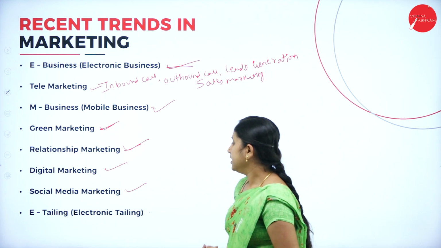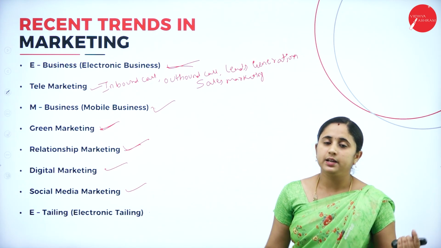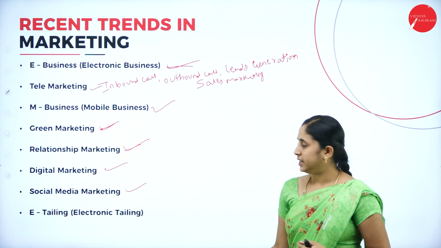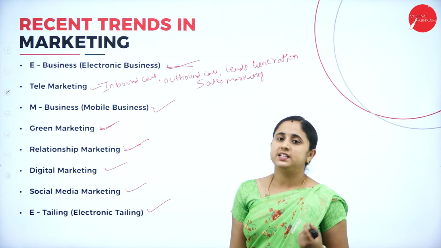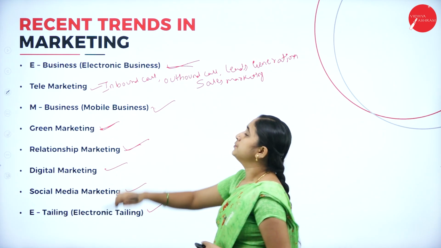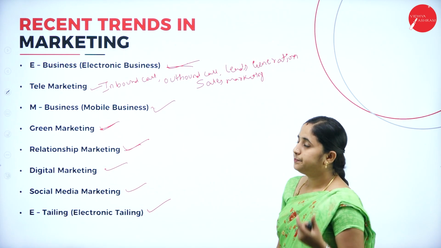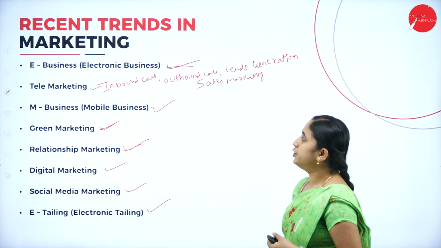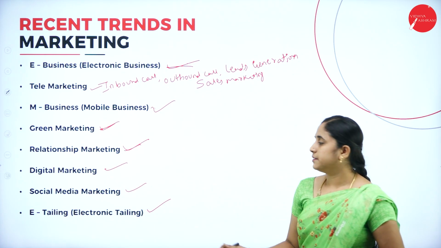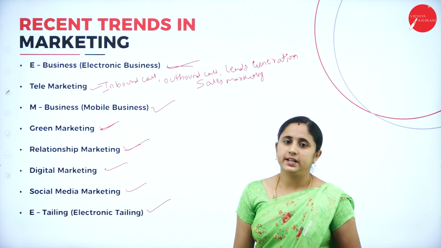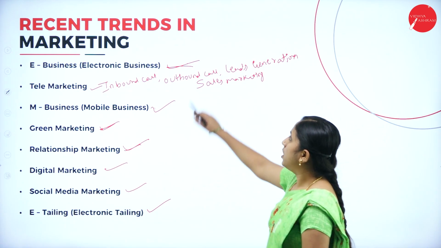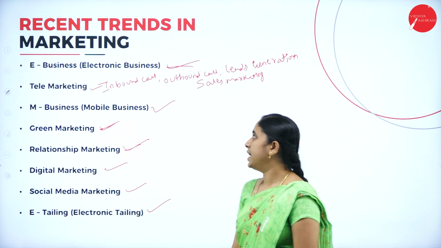Next, e-tailing. E-tailing is electronic tailing, buying and selling activity done using the internet. Amazon.com is the best example for e-tailing. Here, Uber Eats, Flipkart and Amazon all are examples for e-tailing. E-tailing is also a buying and selling activity which is done through the internet. So this is called electronic tailing. This is all about the recent trends in marketing.